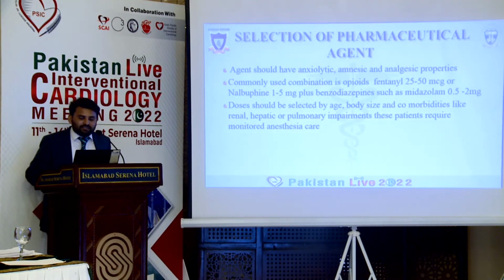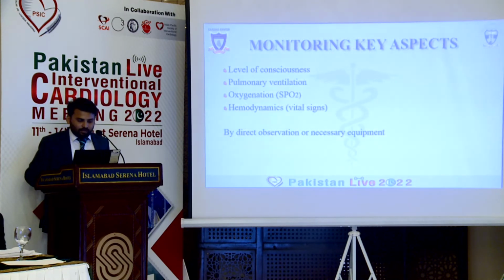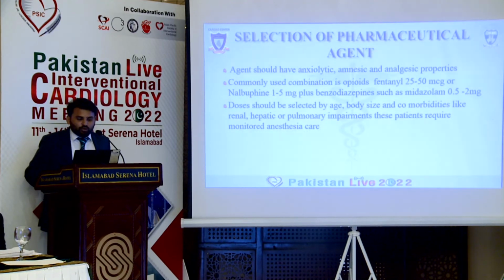Selection of pharmacological agent. The agent should have anxiolytic, amnesic, and analgesic properties. A commonly used combination is opioids, fentanyl 25 to 50 mics or nalbuphine 1 to 5 mg, plus a benzodiazepine such as midazolam 0.5 to 2 mg. Doses should be selected by age, body weight, and comorbidities like renal, hepatic, and pulmonary impairment. These patients require monitored anesthesia care.